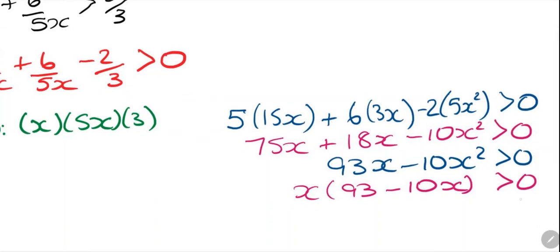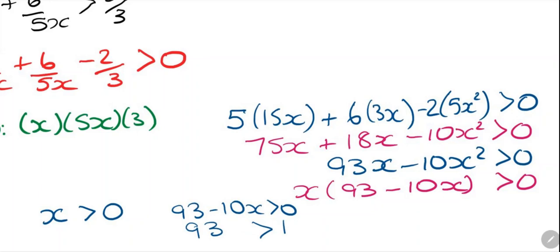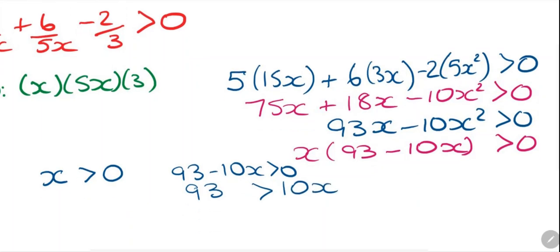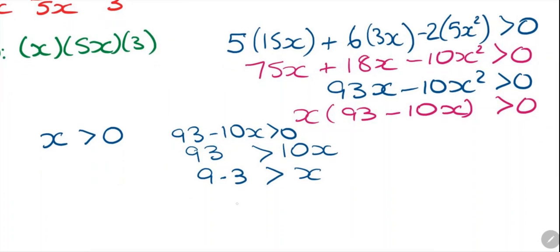So now I can say x is greater than 0. And I can say 93 minus 10x is greater than 0. So if I add 10x to both sides, I'd have 93 is greater than 10x. And so dividing both sides by 10. So we have x is less than 9.3. So let's just write it the other way around. So x is less than 9.3.